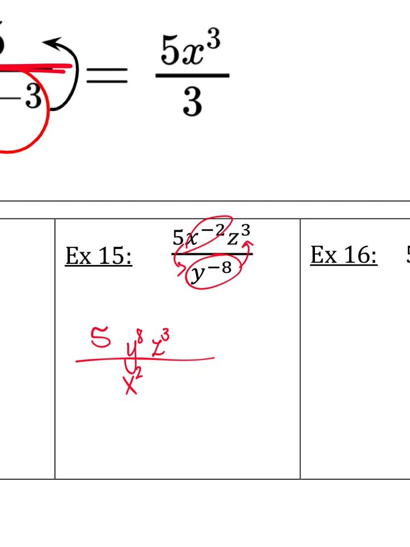Now I want you to notice something. I put these letters in alphabetical order. Whenever you have a testing situation, while it may be right that you put 5z to the third, y to the 8th over x to the second, it is not going to be the most right. And the most right is always going to be in alphabetical order.